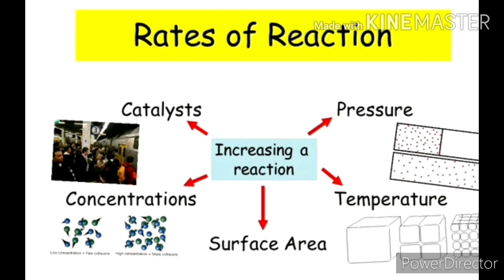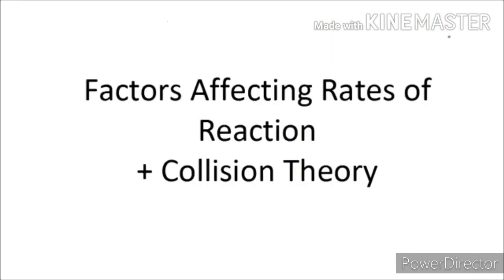So, the faster the particles are moving in a chemical reaction, the faster the reaction rate will be, and the slower the particles are moving, the slower will be the reaction rate. Now, there are certain factors that affect the rate of a chemical reaction. So, in this video, we will try to understand the factors that affect the rate of a chemical reaction. Now, what are the factors that affect the rate of a chemical reaction and why do they affect it?